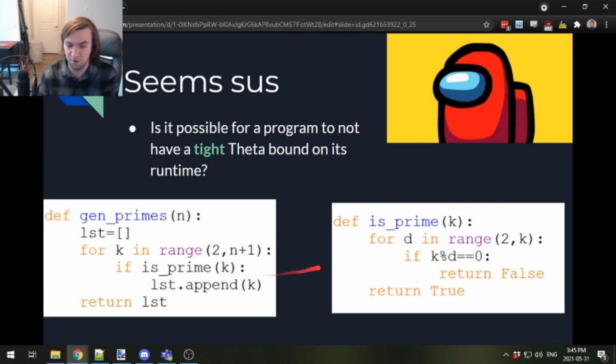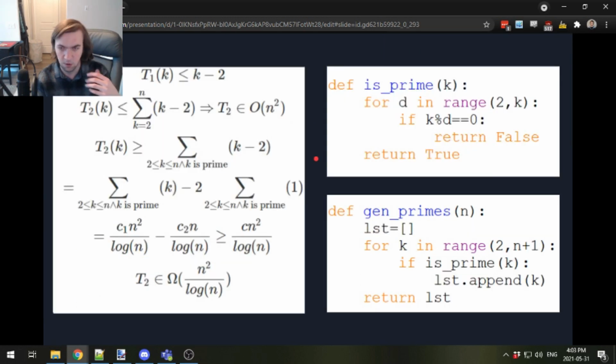And how do we know if something is a prime? Well, we look through all the numbers that are less than that. Is it evenly divisible by that number? If so, it's not a prime. Otherwise, it is a prime. Does this have a tight theta bound? Well, let's take a look. So let's start by looking at the simplest runtime to go through, which is what's the runtime of this code here?